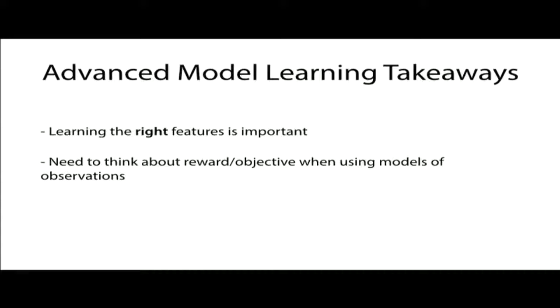And so to close, learning the right features is important. Learning the embedding that has the right information is very important for these methods. And if you're going to try and use a model-based method with images, then you're going to need to think about the reward or the objective when you're actually trying to use the model of observations. And next time, we'll talk about advanced imitation learning.